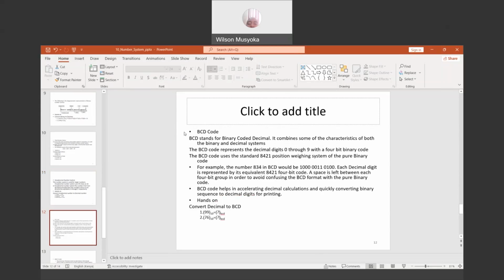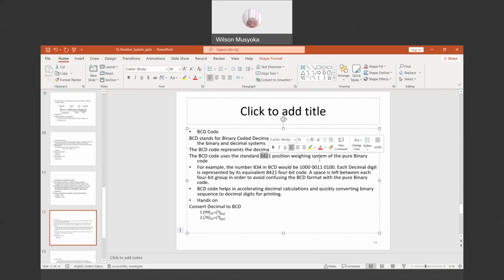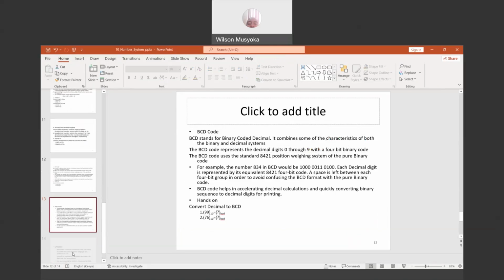And so the BCD code, which stands for the binary coded decimal, it combines some of the characteristics of the binary numbering system and the decimal numbering system, such that the decimal digits 0 through to 9 are going to have a 4-bit binary code, whereby it uses the standard 8421 position weighting so that the pure binary code can be represented. And we shall also see that one, how it is usually executed.